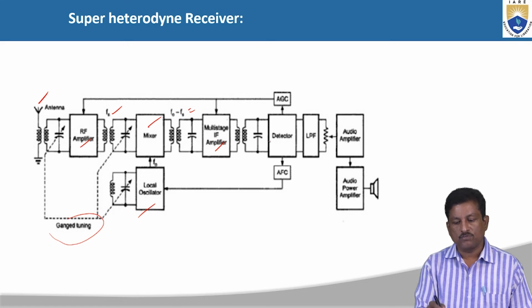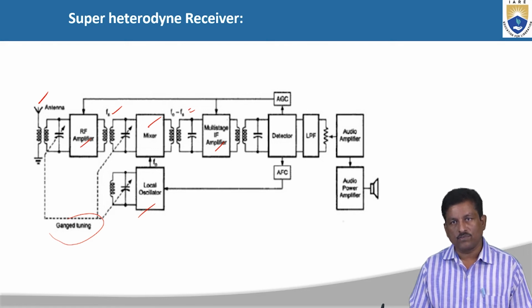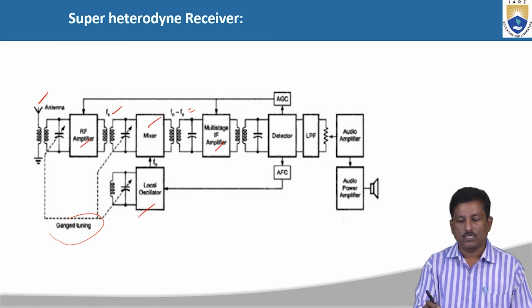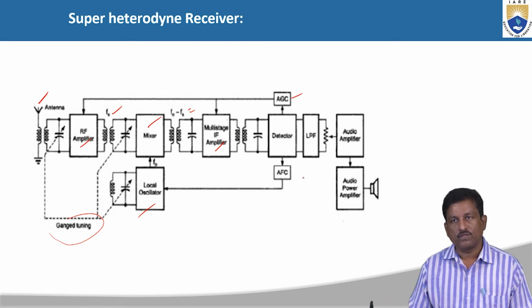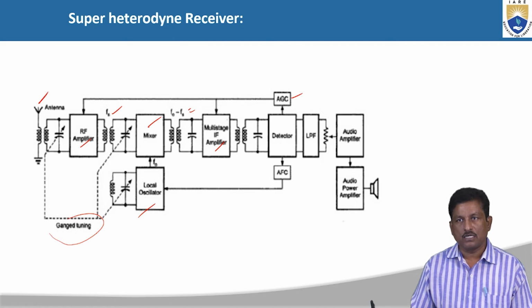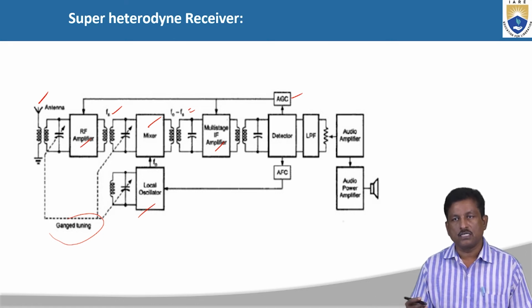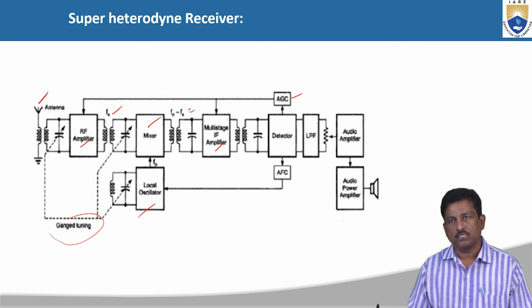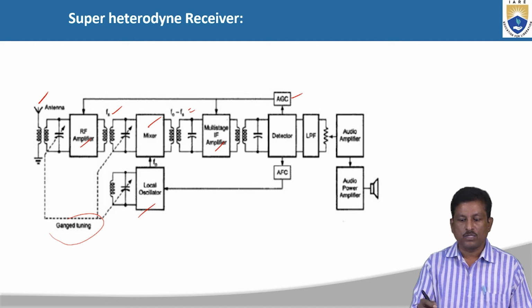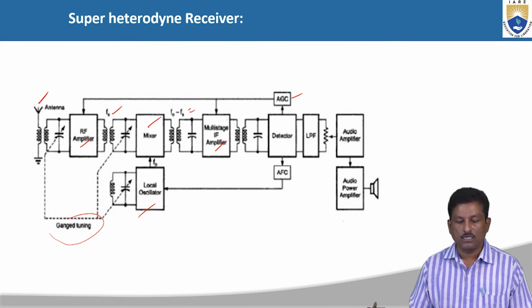Then there is a detector. Once the received signal is in terms of the IF value, there is a demodulation operation. There is also an arrangement of AFC and AGC, automatic frequency control and automatic gain control circuits. We will see in detail how they work. There are two types of automatic gain control: the simple AGC and the delayed AGC. By the support of the AGC, you can control the gain of the RF amplifier and the IF amplifier.